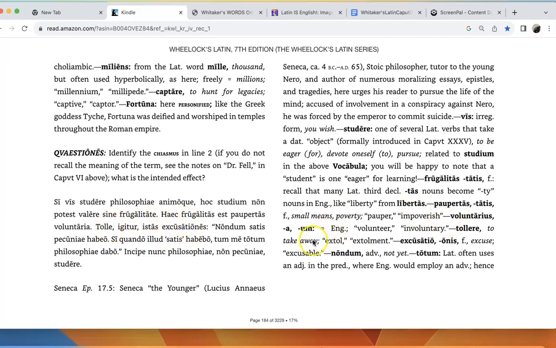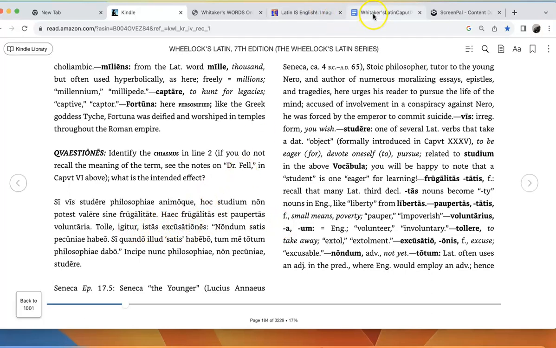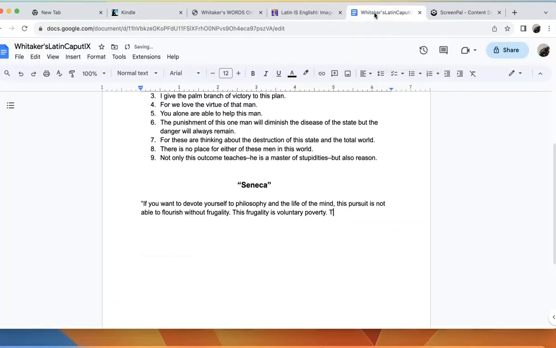Tolle means take away. So this is the imperative, going back to an earlier chapter. Think of a toll bridge raising up, but literally take away. So again, we'll just follow the vocab here. Take away, therefore, those excuses. So take away, igitur. Tolle. Therefore, igitur, and then those excuses.